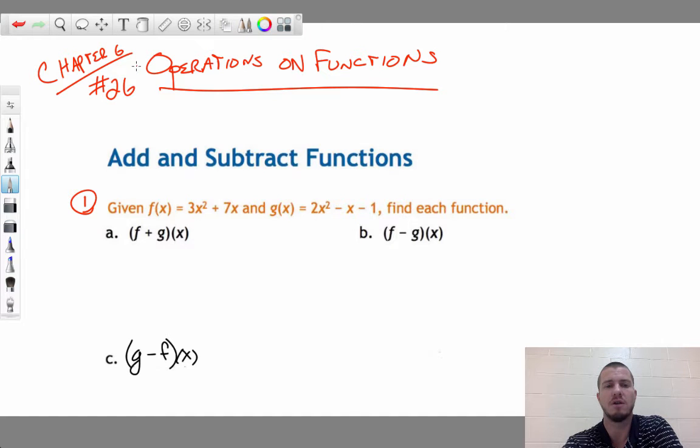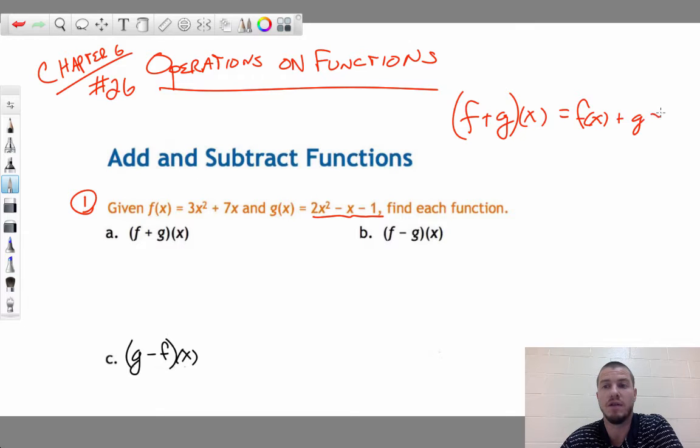Operations on functions. We're given two functions here. f of x is equal to 3x squared plus 7x, and g of x is equal to 2x squared minus x minus 1. And what this means is f plus g of x. Whenever you have f plus g of x, what that means is you're going to take f of x and add it with g of x. Combine your like terms and you're done.